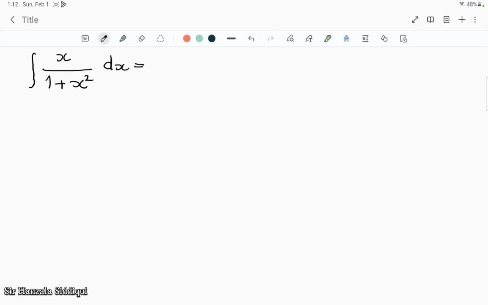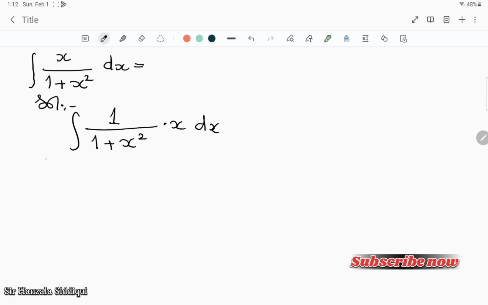So welcome back, students. In this one we have a question: the integral of x over 1 plus x squared dx. So we want to find this integral. First we just modify the equation, that is 1 over, this is the integral, and we have 1 plus x squared, and we write this x here. Why we write it, you will understand in the further steps.